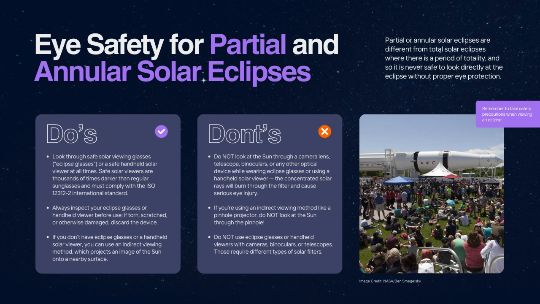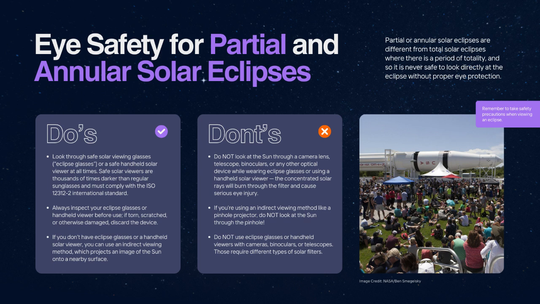Eye safety for partial and annular solar eclipses. Do's. Look through safe solar viewing glasses, eclipse glasses, or a safe handheld solar viewer at all times. Safe solar viewers are thousands of times darker than regular sunglasses and must comply with the ISO 12312-2 international standard. Always inspect your eclipse glasses or handheld viewer before use. If torn, scratched, or otherwise damaged, discard the device. If you don't have eclipse glasses or a handheld solar viewer, you can use an indirect viewing method, which projects an image of the sun onto a nearby surface.